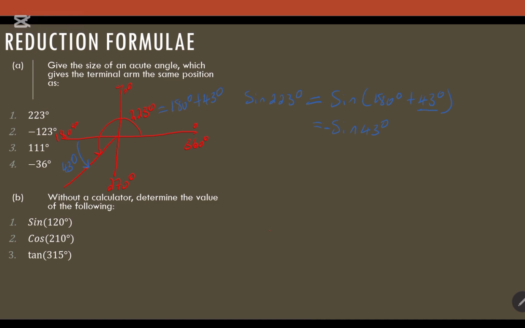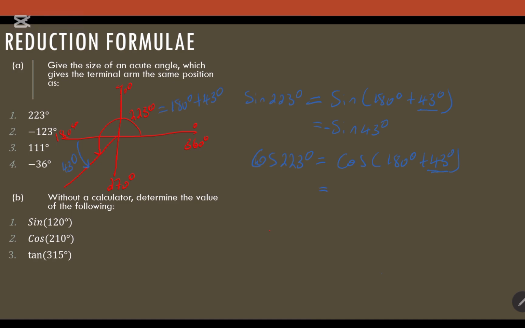So sine of 223 degrees is the same as sine of 43 degrees. That is the acute angle that we were looking for. If I have cos of 223 degrees, this can be written as 180 degrees plus 43 degrees. Now, we are saying this angle opened from 180 degrees, and the size of an acute angle that will give us the same position as 223 is 43 degrees.